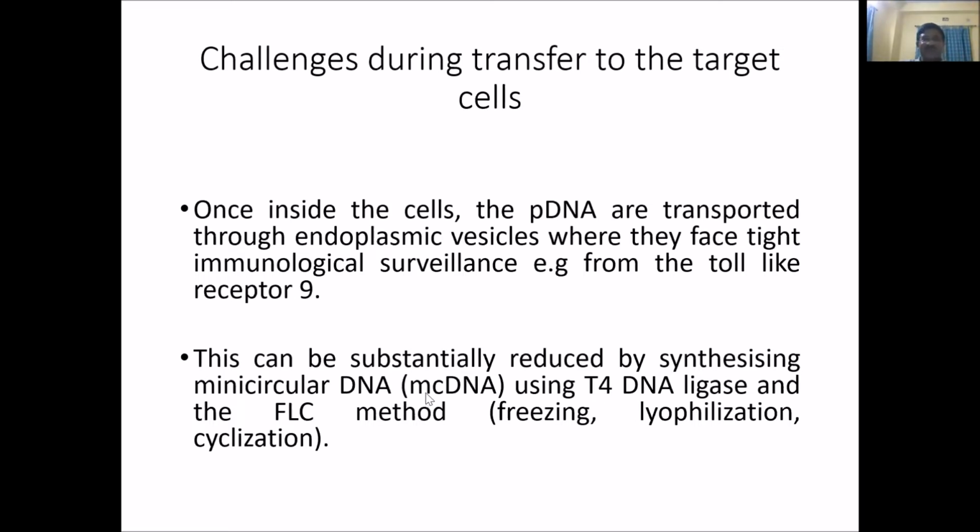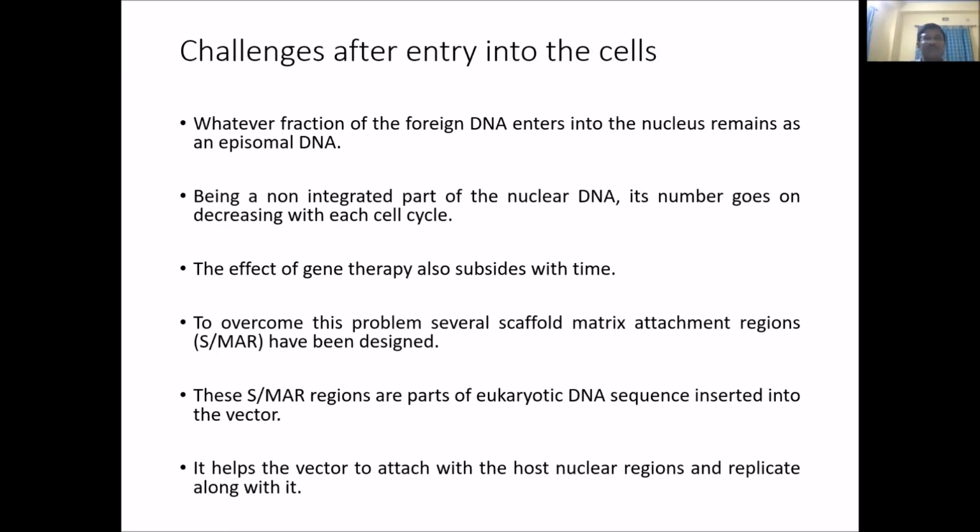That's minicircle DNA, and it is synthesized by a particular technique known as FLC. You freeze the DNA, you lyophilize the DNA, and then again cyclize them, converting them into circles by cyclization. So by converting these artificial DNAs into minicircle DNA, you can avoid the nuclease attack.